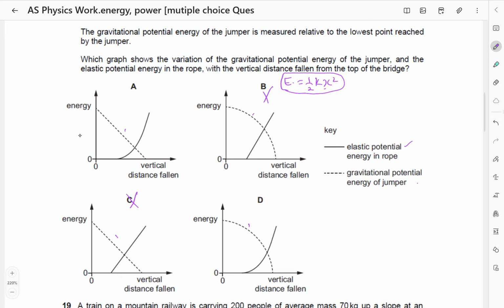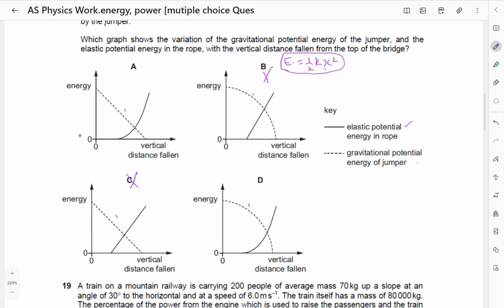So it must be a graph of increasing gradient. So we have eliminated B and C. Now we remain with A and D. Both A and D are showing that the elastic potential energy increases more rapidly with distance as distance increases. But then D will be wrong because gravitational potential energy is equal to mgh.